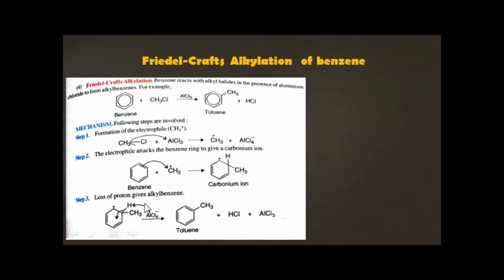So this H plus is removed. This bond shifts here. So a new double bond is generated. That positive charge is compensated, or we can say neutralized. Toluene is obtained. From benzene, we have synthesized, we have prepared toluene by using Friedel-Crafts alkylation.